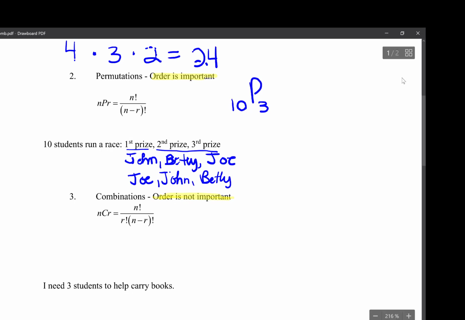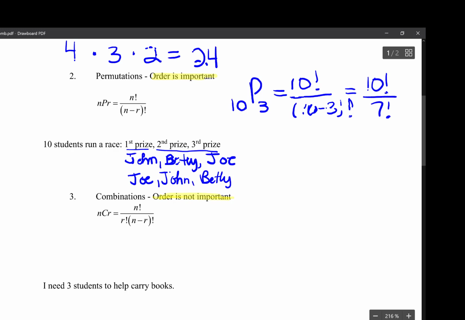Okay? So in this formula, we use what are called factorials. So we use n factorial divided by n minus r factorial. So n minus r is 10 minus 3 factorial. Or we have 10 factorial over 7 factorial.